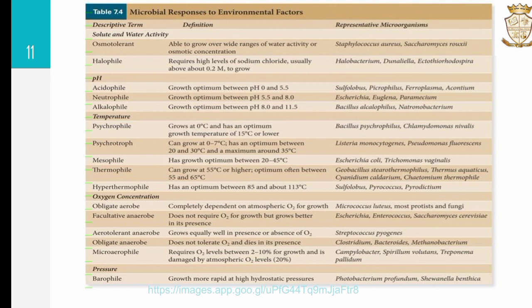Some prokaryotes in the gut of deep sea invertebrates such as amphipods and holothurians are truly barophiles. Photobacterium profundum and Shewanella benthica are examples. These barophiles grow more rapidly at high hydrostatic pressure.